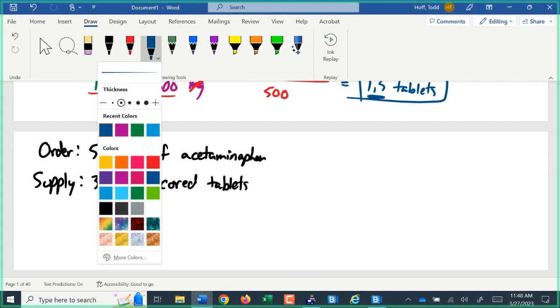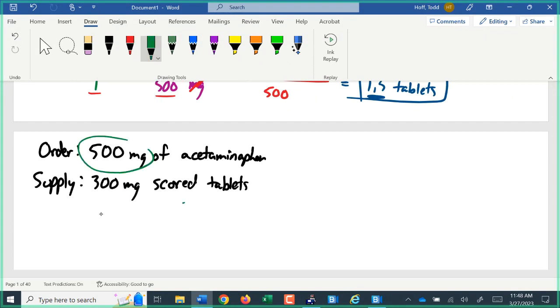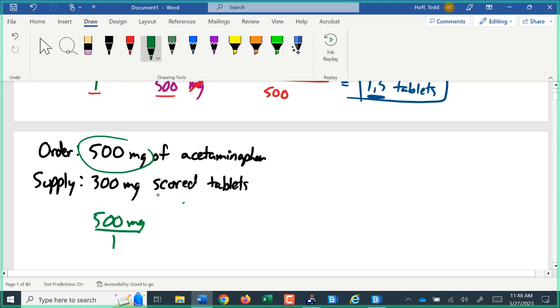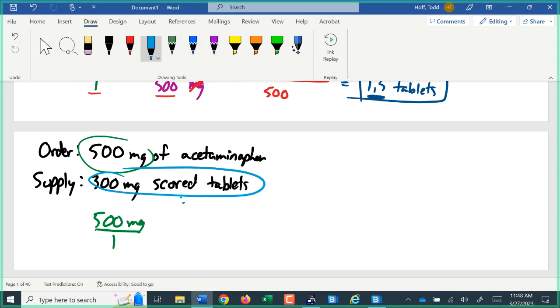So this calculation, pretty simple. Doctor's order is 500 milligrams. Put that over 1. And then once again, the 300 milligram scored tablets is saying 300 milligrams is equivalent to 1 tablet. Well, I want to get rid of milligrams, so I'll put milligrams on bottom in my next fraction. Tablets, of course, are going to go on top. 300 milligrams, I should say, equals 1 tablet. So the milligrams cancel out, and right now our only unit left is tablets, which is what we want.